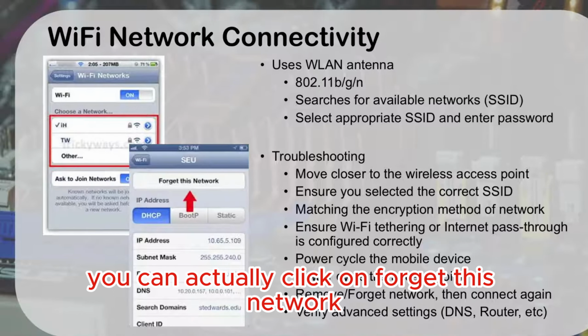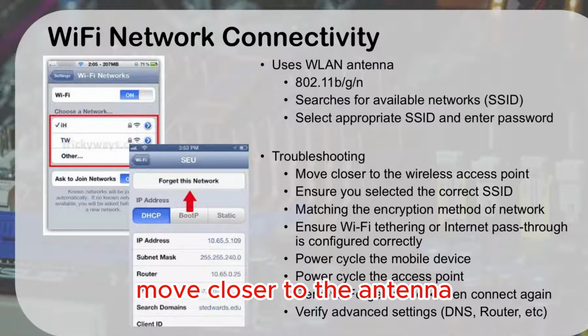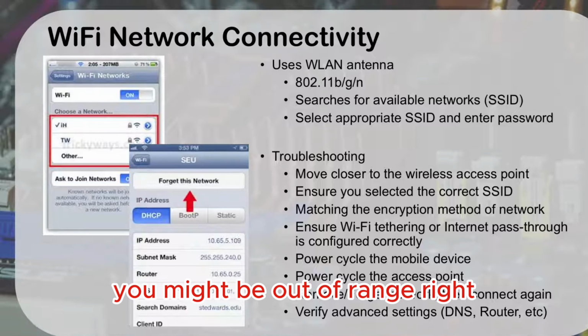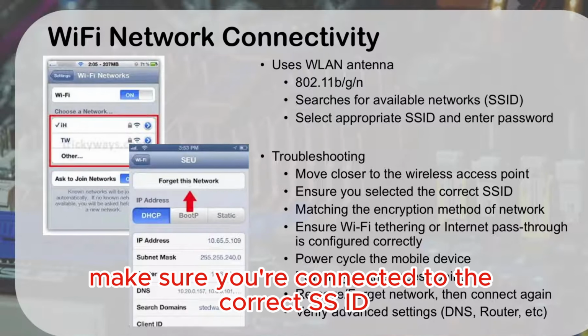Sometimes you'll have problems with your Wi-Fi. One of the easiest troubleshooting methods, if you know where the antenna is, is to move closer to the antenna. You might be out of range, right? So if you can go closer to the access point, that might solve your problem. Make sure you're connected to the correct SSID, the correct service set.